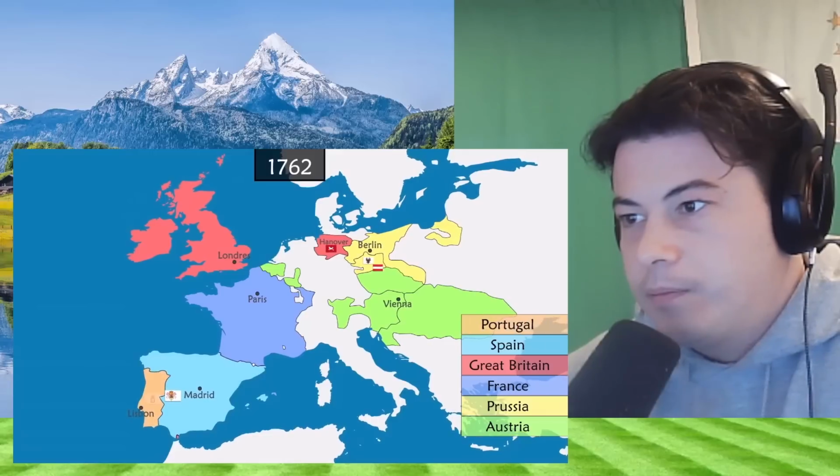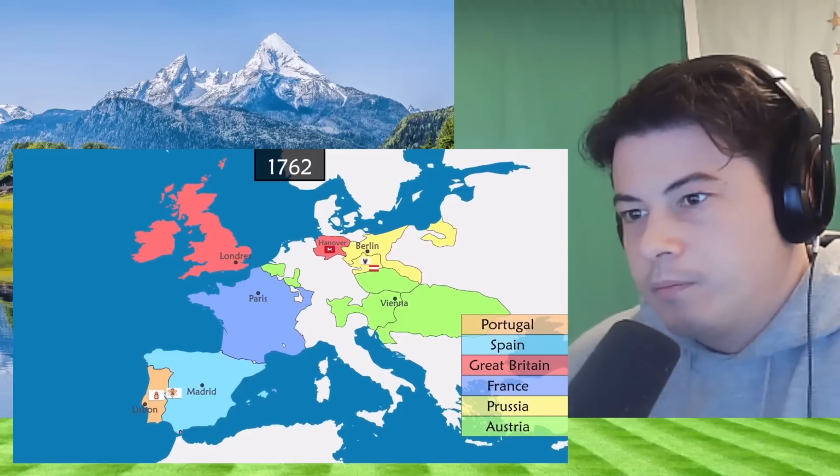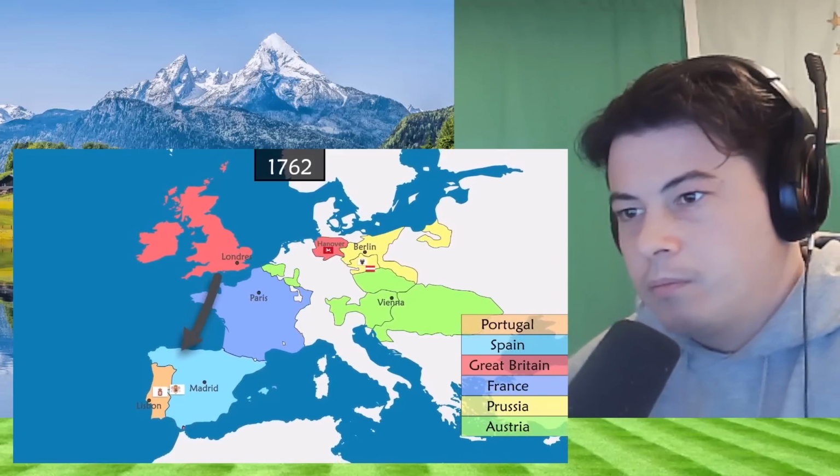An army is sent to Portugal, the Iberian ally of Great Britain, forcing the latter to send reinforcements.